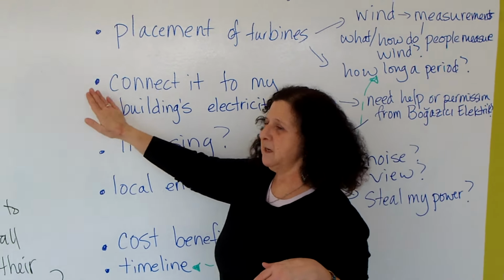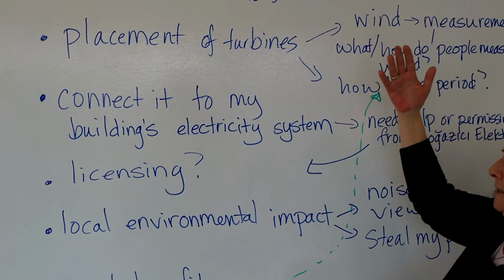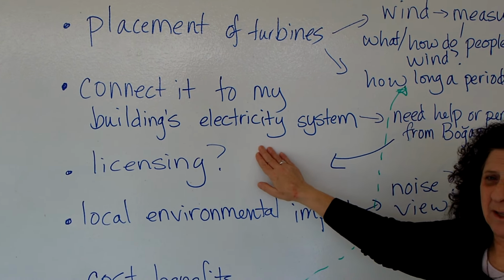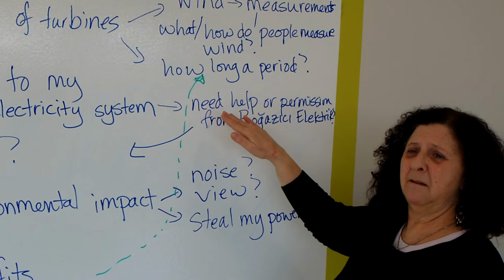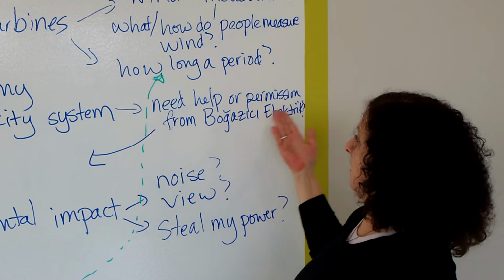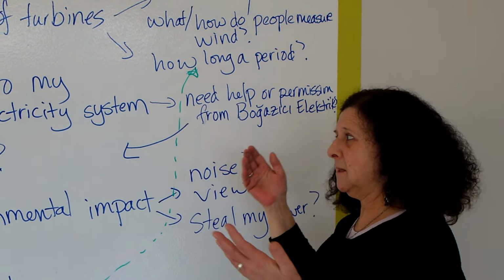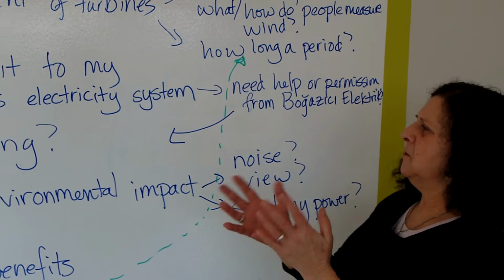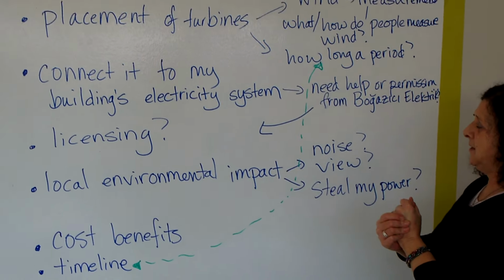Another thing that I will need to get information about is how to connect the turbine itself, the turbine battery, to my building's electricity system. My landlord, if he did this, he might need help or even permission from the electric company. Does he have to connect it to the electric grid and then back into the house? So I don't really know how this works, and that's information I would need to find out.